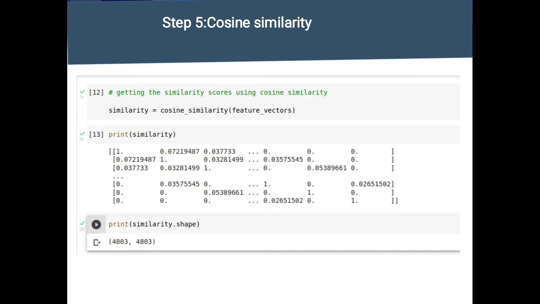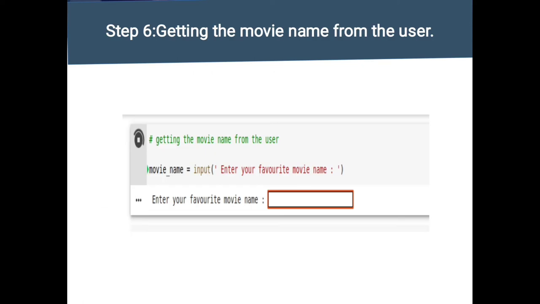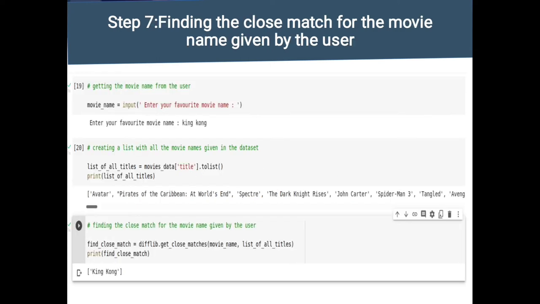Now after getting the similarity scores of each individual movie, step 6 is getting the movie name from the user. Here we will take the input from the user. Next, step 7 is finding the close match for the movie name given by the user. After taking the input, we create a list with all the movies given in the data set. Like we make a list of all the movie titles present in the data set.